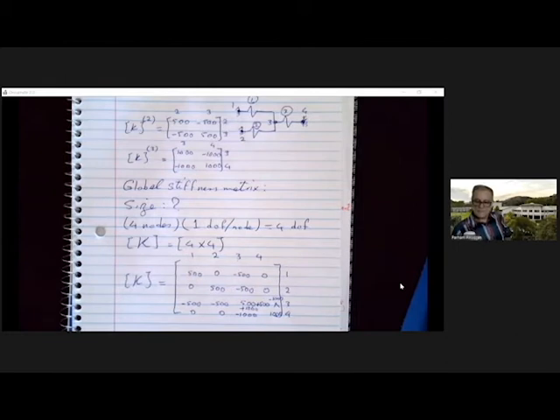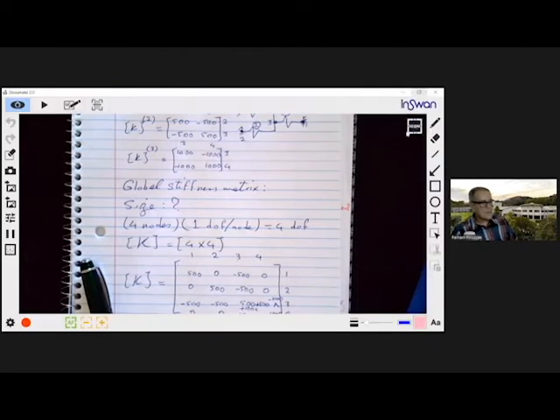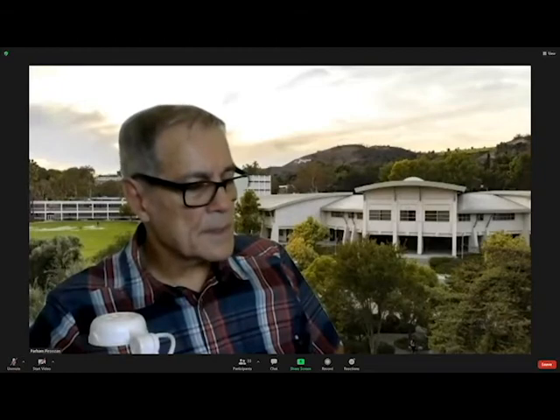This is the global stiffness matrix, a very important step in our finite element solution of this problem. Any questions about this? All right. If not, then let me go back to our slides. I have to switch back and forth. Let me share the screen with you.